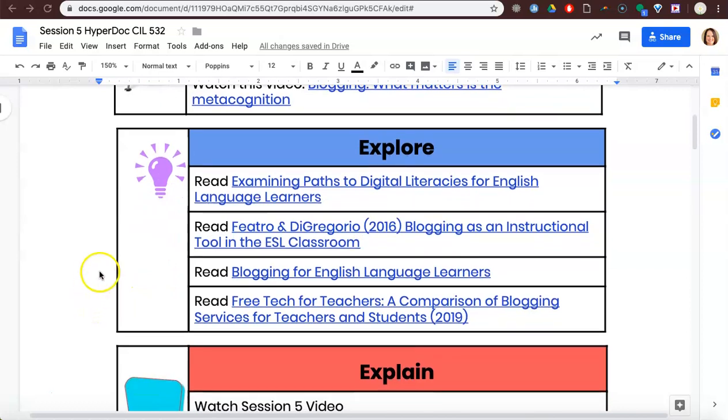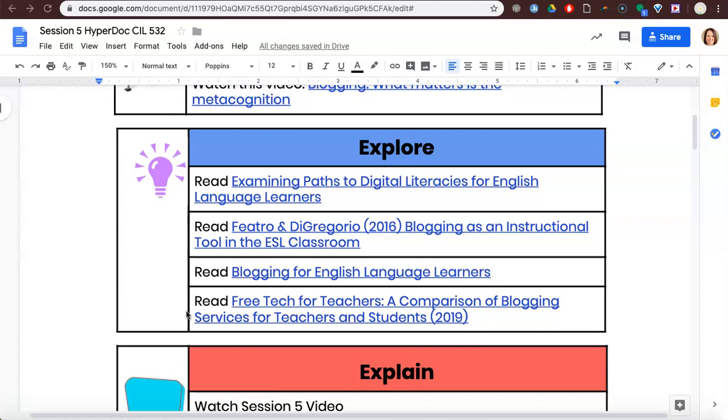Then you're going to read our readings for this week, examining the paths to digital literacies for ELs, blogging as an instructional tool in the ESL classroom. These are both academic journal articles. You're going to read blogging for ELLs, and then you're going to take a look at this comparison chart.